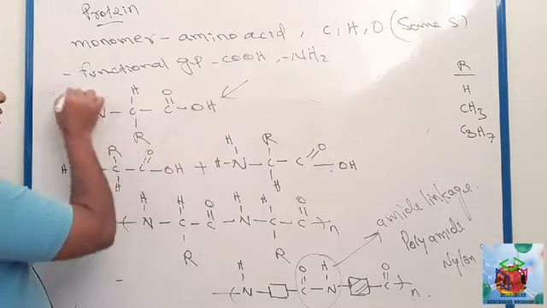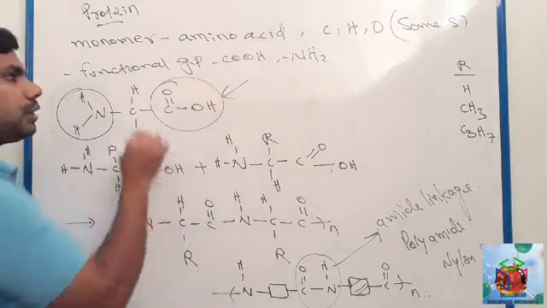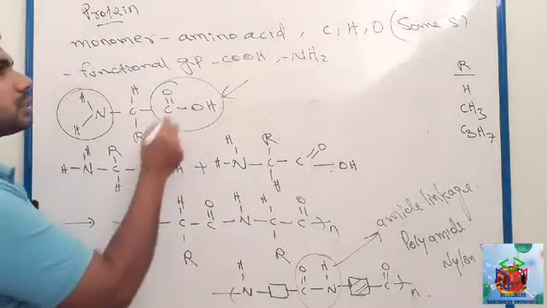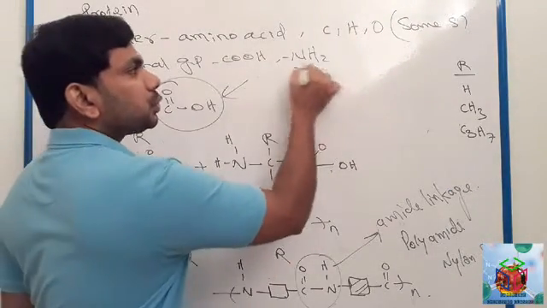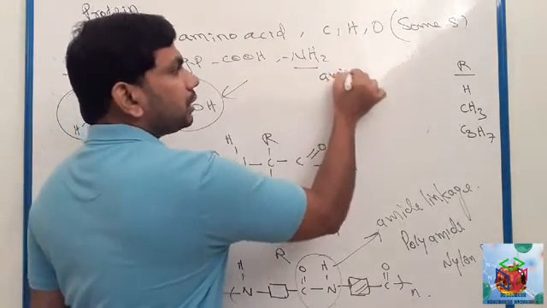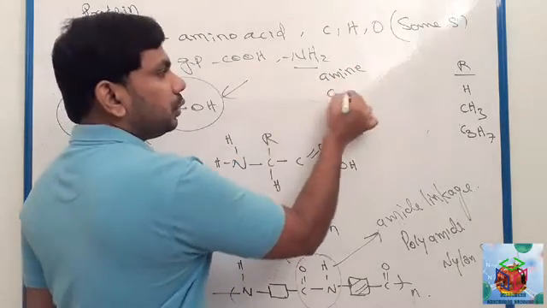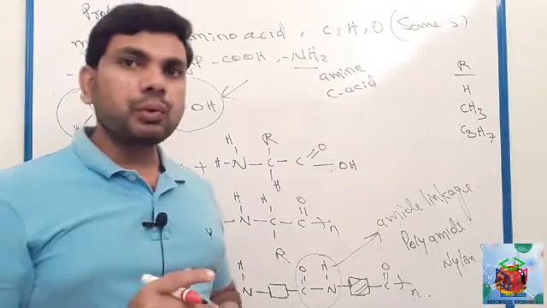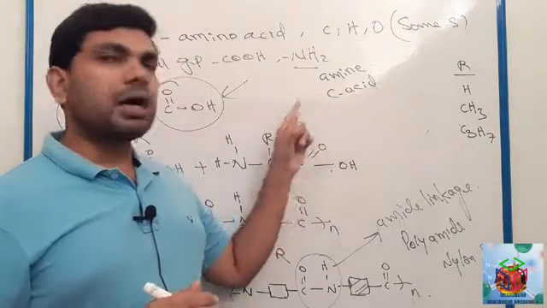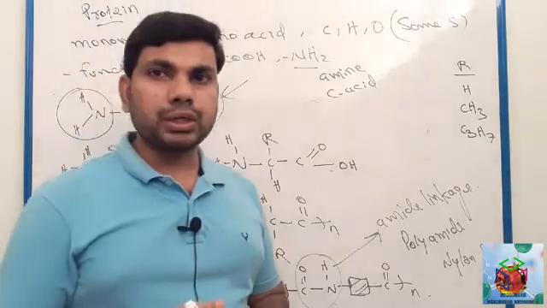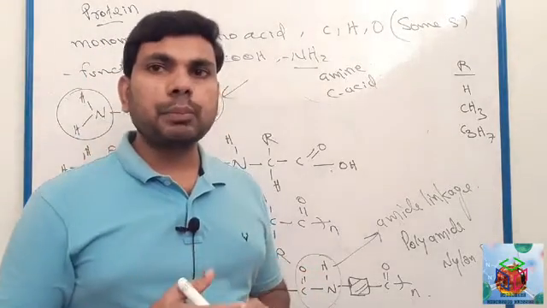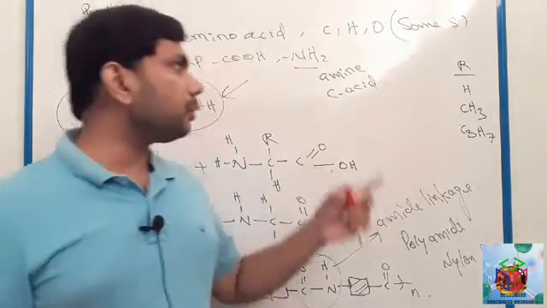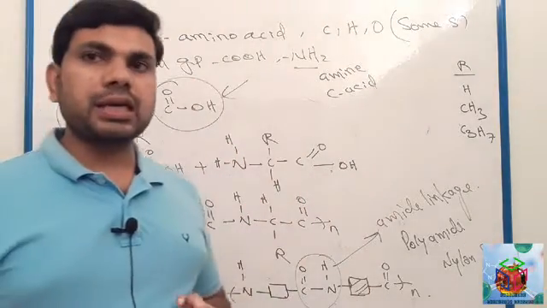So an amino acid contains two functional groups, NH2 and COOH. NH2 is the functional group called amine, and COOH we know is carboxylic acid. So amino acid contains two functional groups, amine and carboxylic acid. So protein is a natural polymer, and the monomer of protein is amino acid, which contains two functional groups, amine and carboxylic acid.